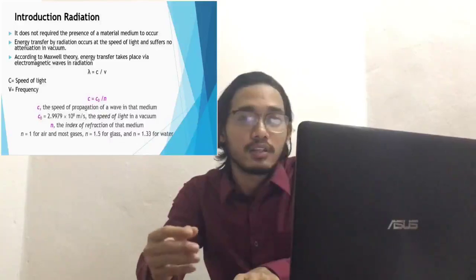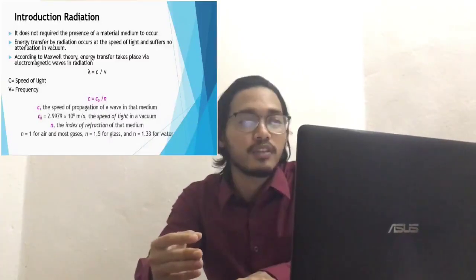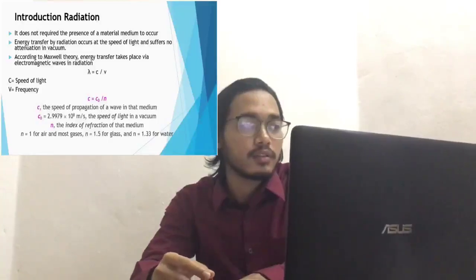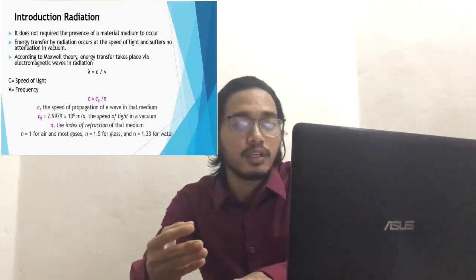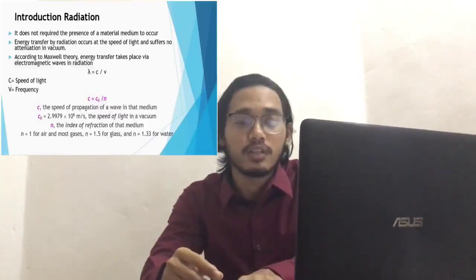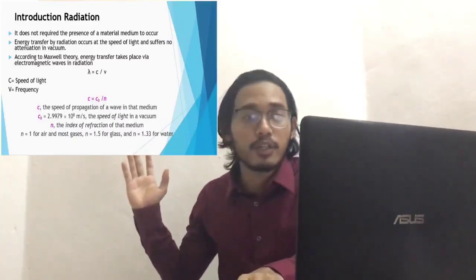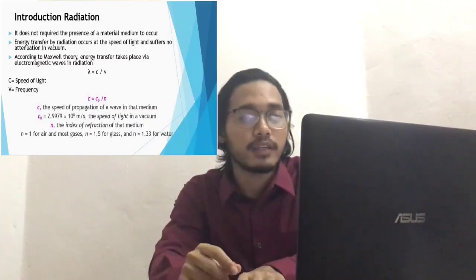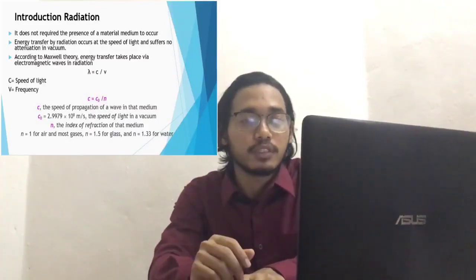7.1, we go into the first introduction to radiation. As you can see in the slides, radiation does not require the presence of a material medium to occur. Next, according to Maxwell theory, energy transfer takes place via electromagnetic waves in radiation. The wavelength formula is equal to C divided by V. C is the speed of light and V is the frequency.